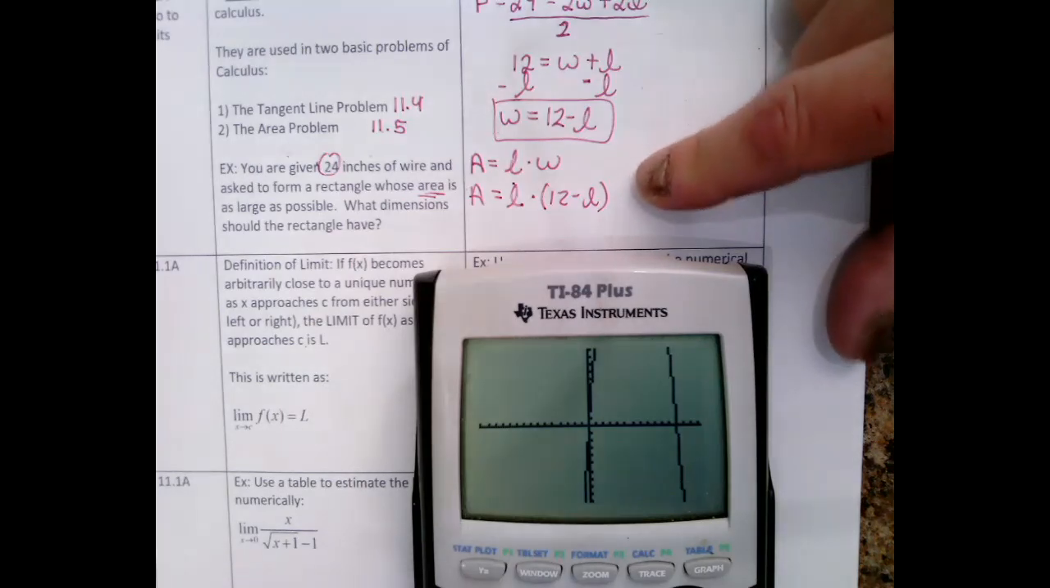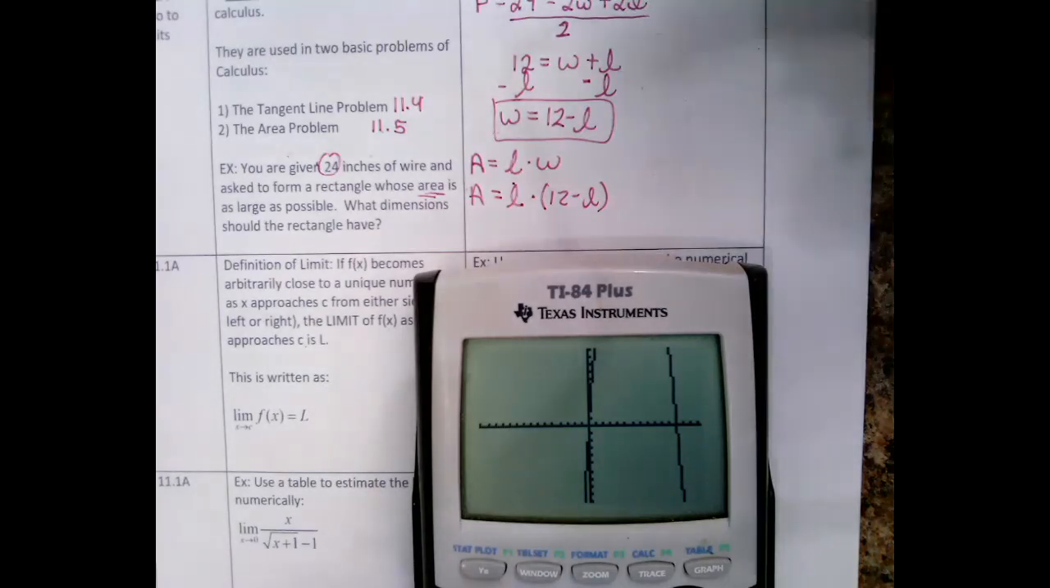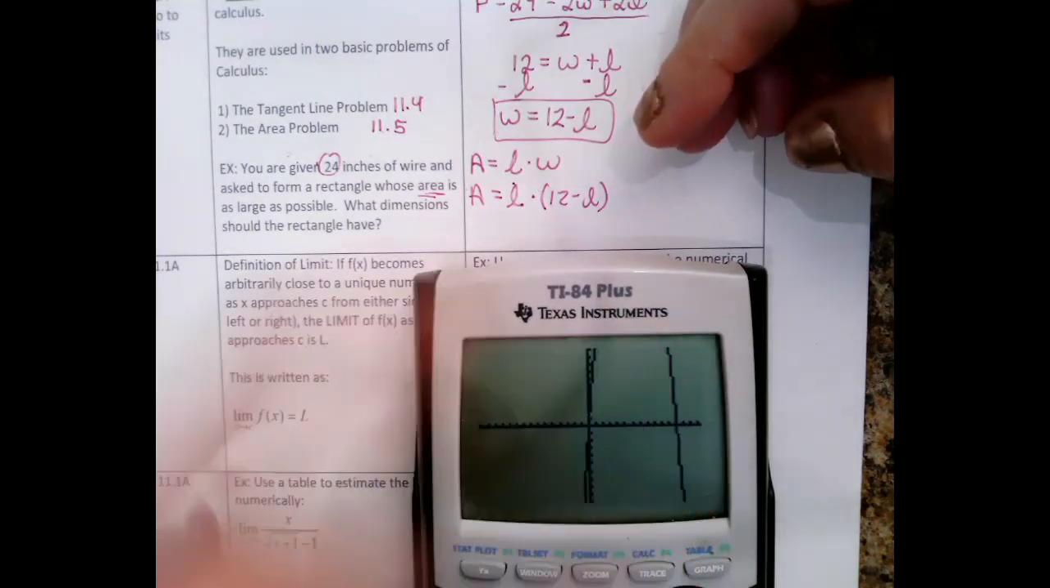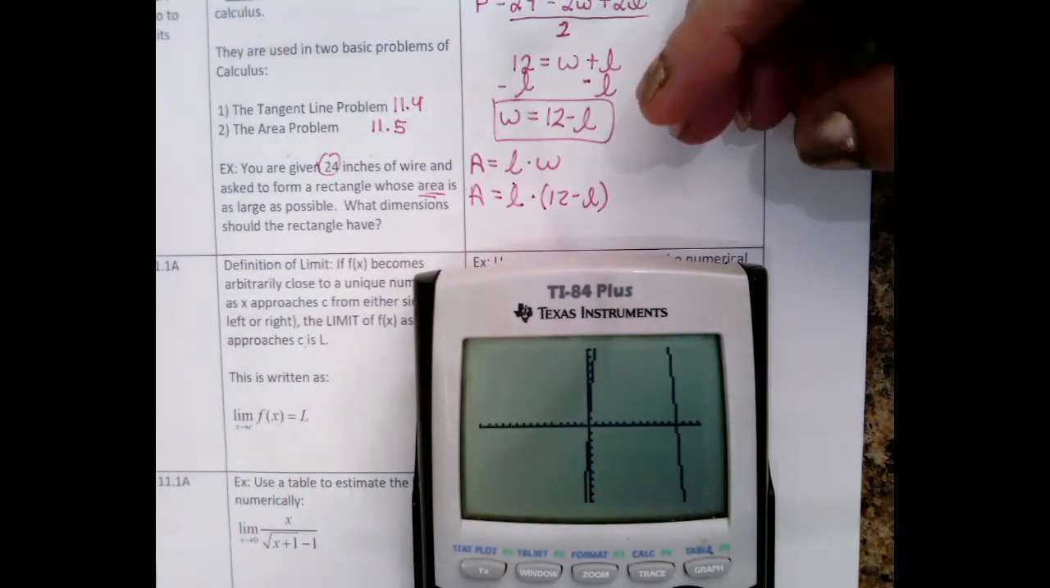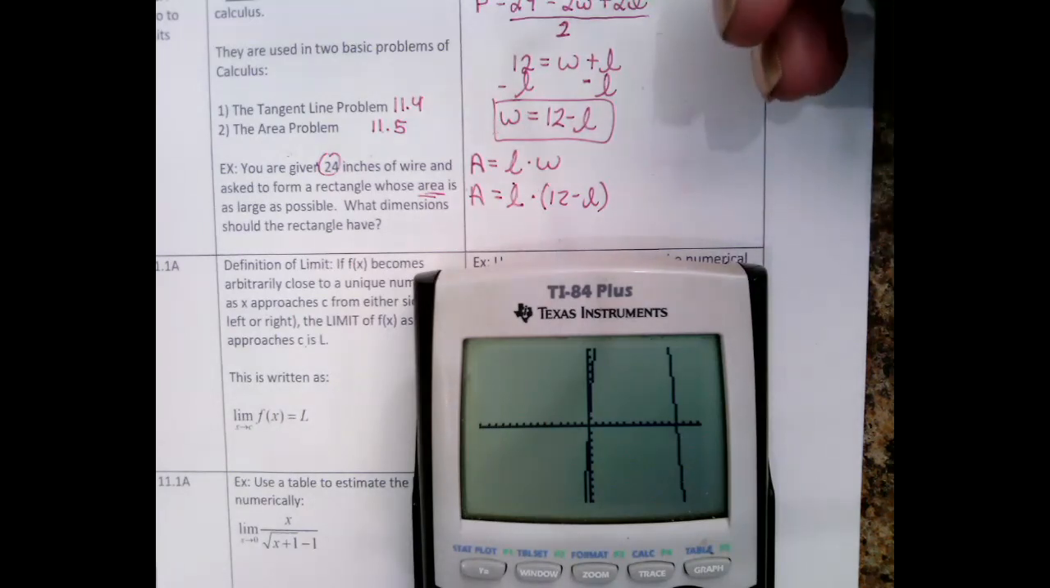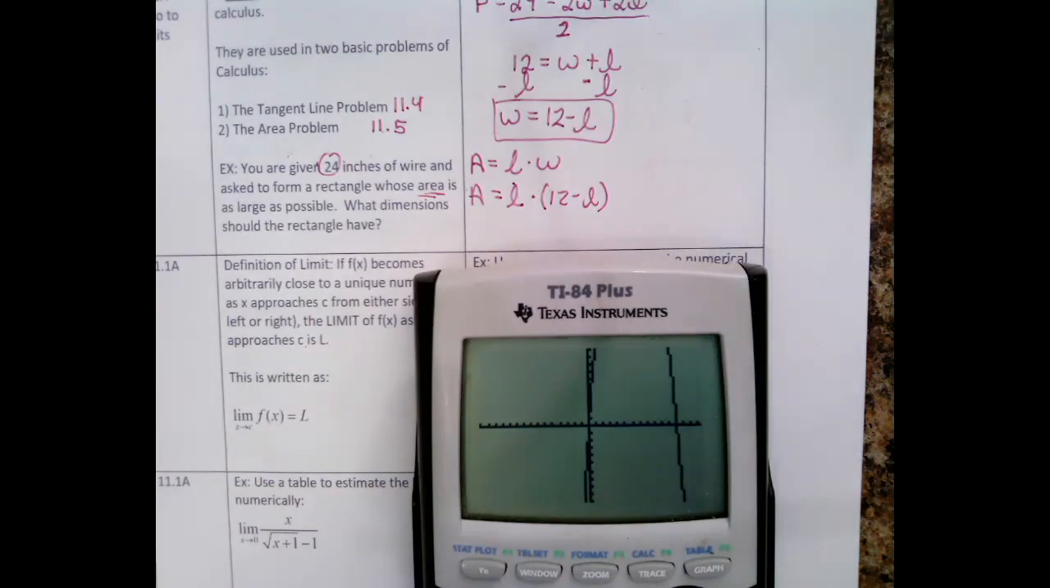Okay, but I don't really want to graph this thing. I want to find the maximum of this thing, way up here. And we could do that using our parabola formula, negative b over 2a, finding the vertex of it, because that would give it to us. But I'm going to show you guys how to do this on your calculator.